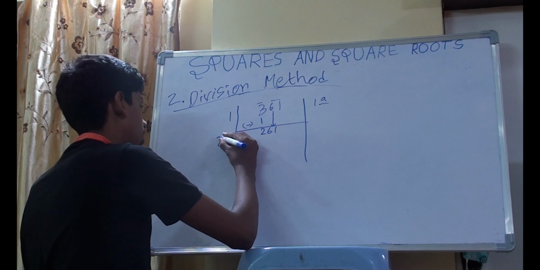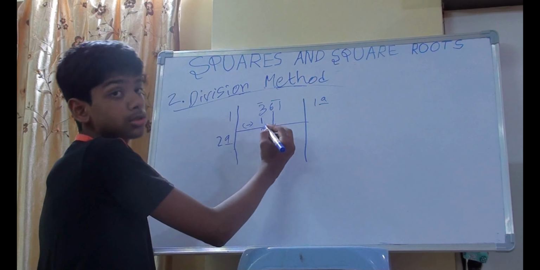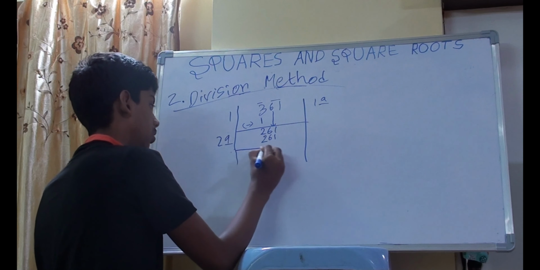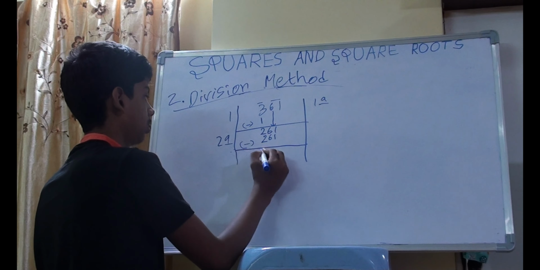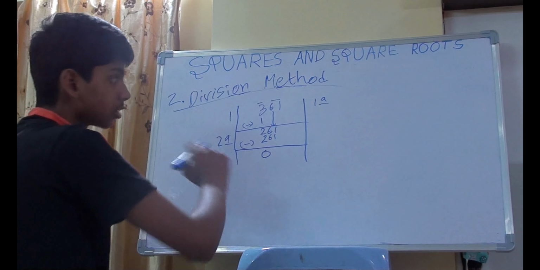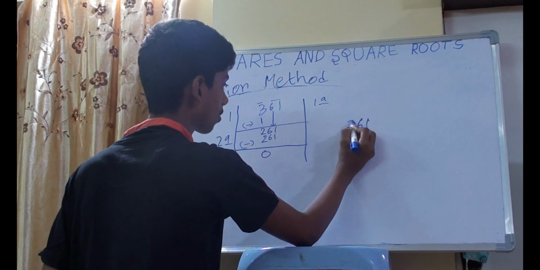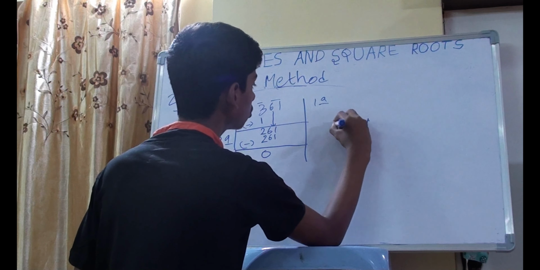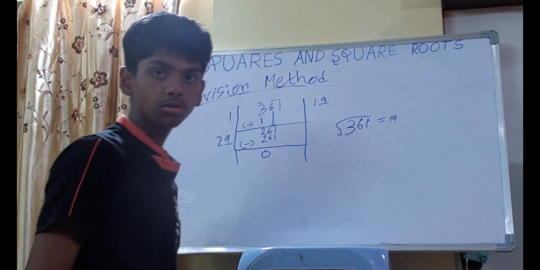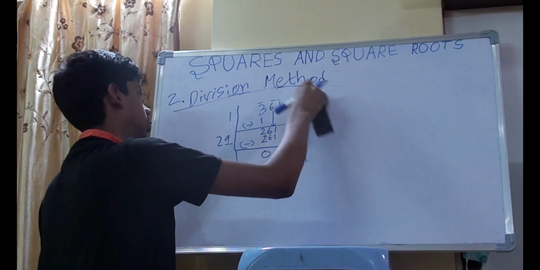So 29 times 9 equals 261. When we subtract it, we get the answer as 0. So this proves that 361 is a perfect square, and the square root of this number equals 19. Now let's see how to do this process on a larger number.